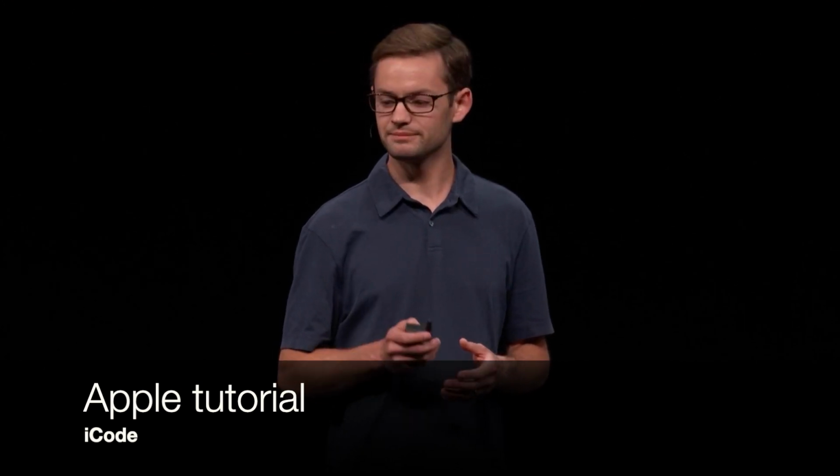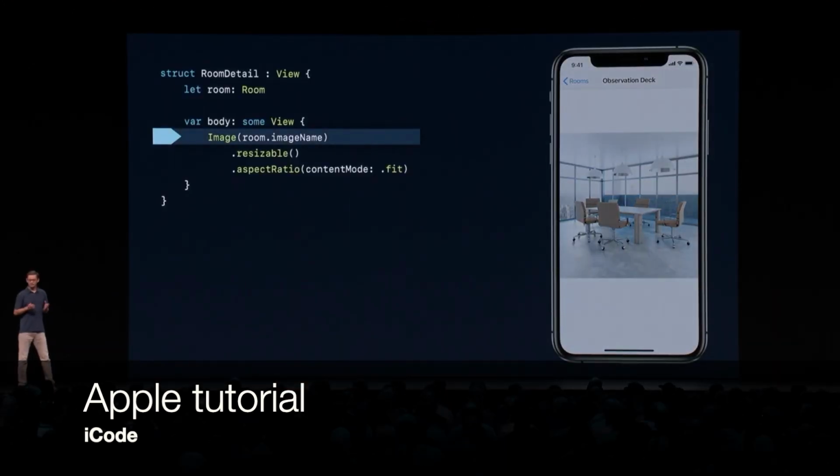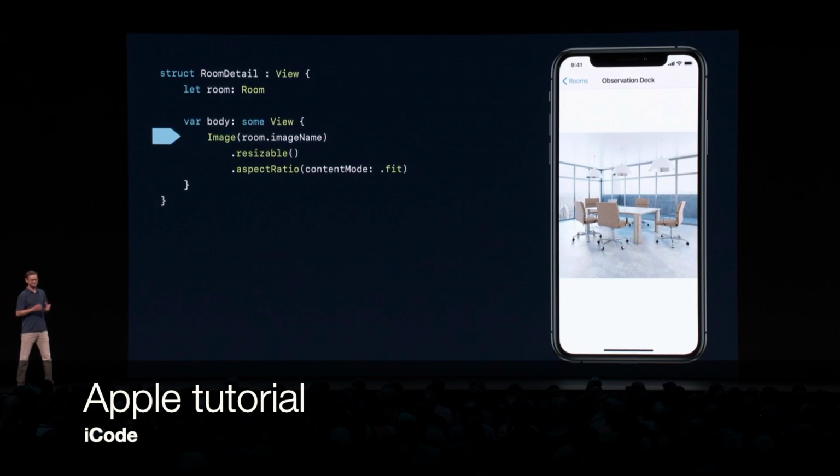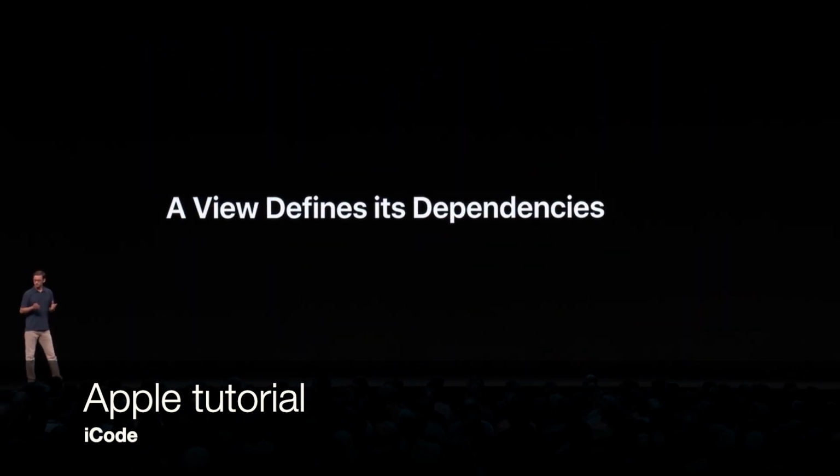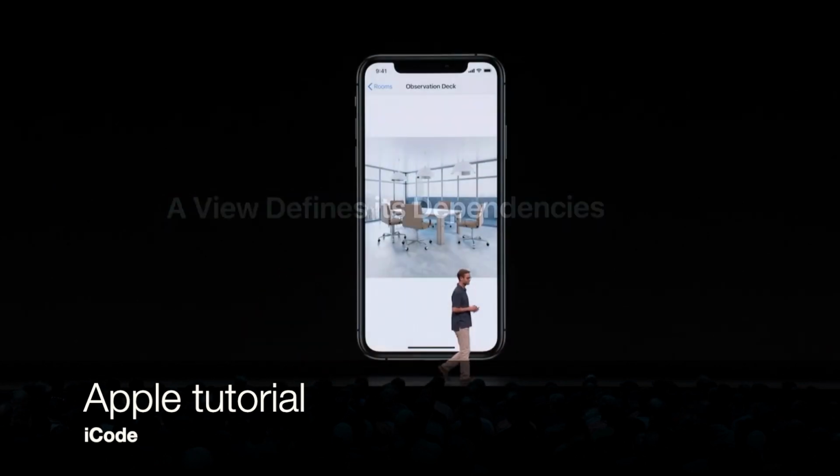So if you set a breakpoint and the debugger stops there, it means the framework has decided it needs a fresh rendering of your view. Ta-da! All right, so the framework knows when to fetch a new rendering of a view because in addition to defining a piece of UI, in SwiftUI, a view defines its dependencies.